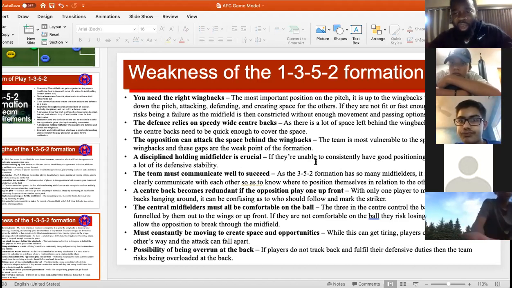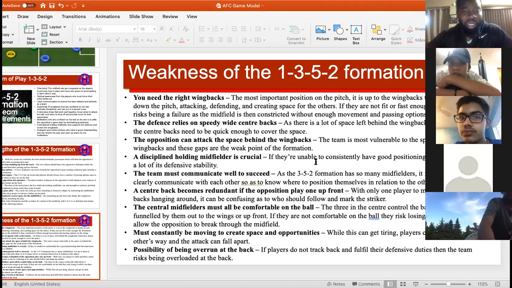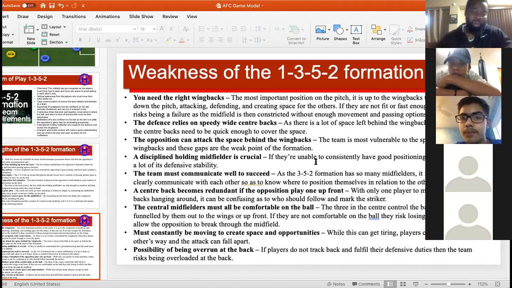So we're going to be vulnerable at times. We need our wing backs to be able to run back. Our goalkeeper should be able to come and clear the ball from the back when the ball beats us, right? So these are some of the weaknesses that we're going to expose ourselves to.